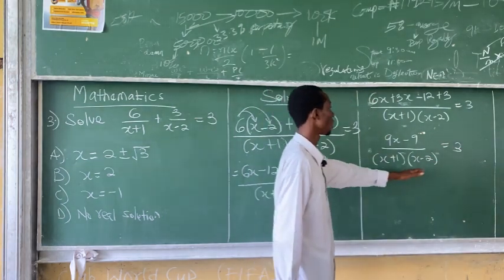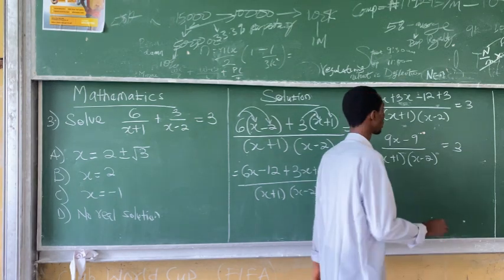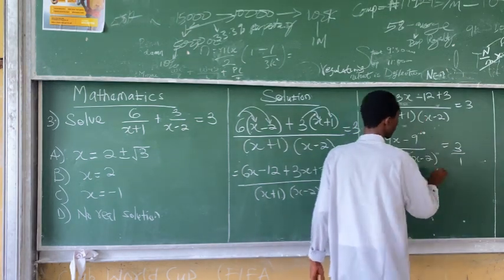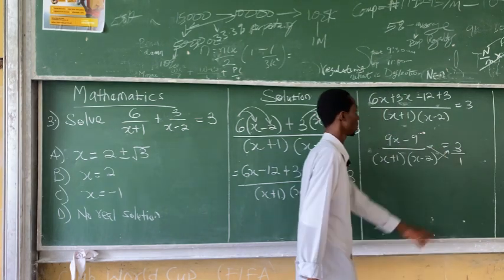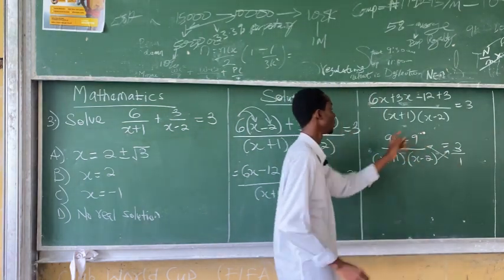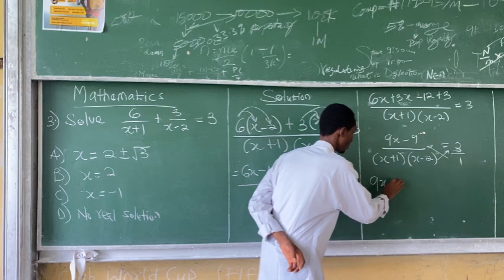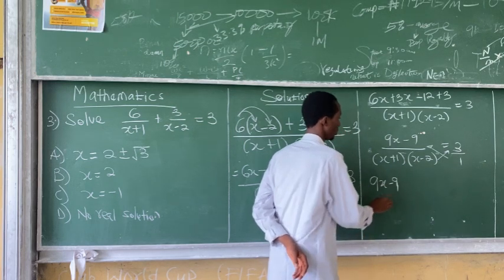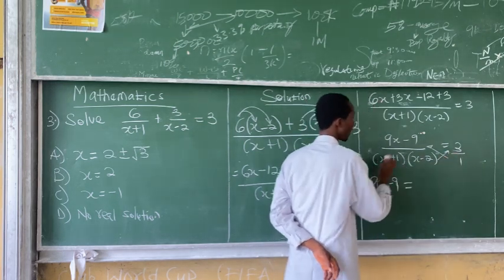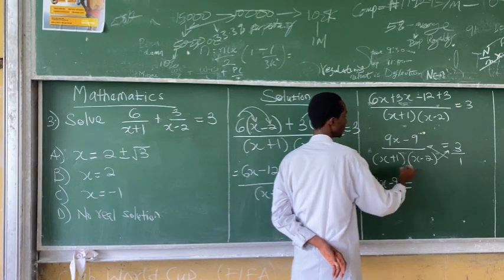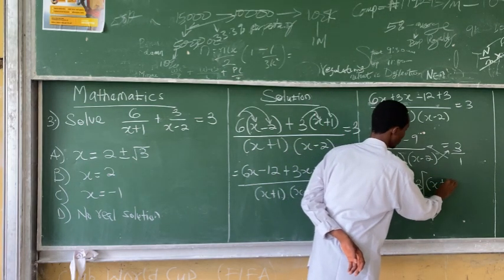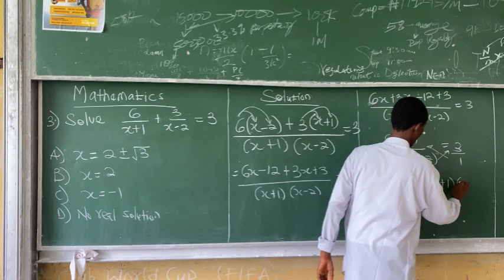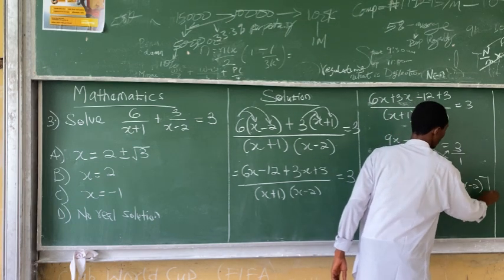Now we have gotten this, we are free to cross multiply. If we cross multiply, this is the same thing as over 1. This multiplies this, and this multiplies this. 1 times the numerator here gives you 9x minus 9 is equal to 3. We multiply the whole thing here, this denominator. We have 3 into x plus 1 into x minus 2.